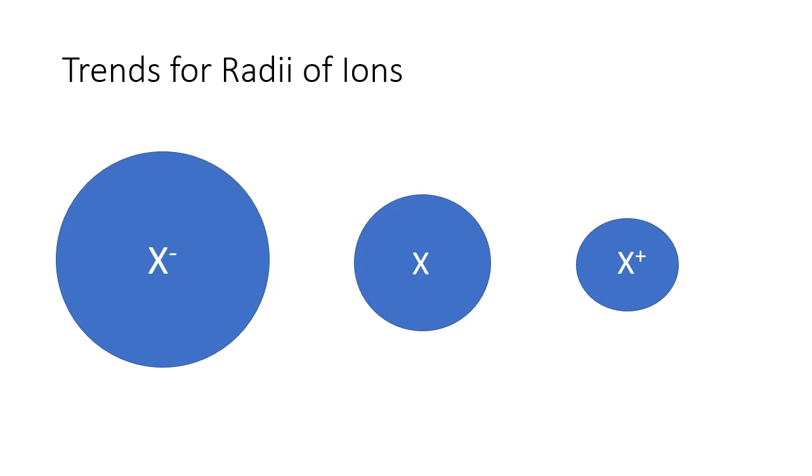So what do you think would happen if you decrease the charge further to 2-? It would get even larger. And the opposite is true for a cation. It would get even smaller. So anions are larger than neutral, which are larger than cations.